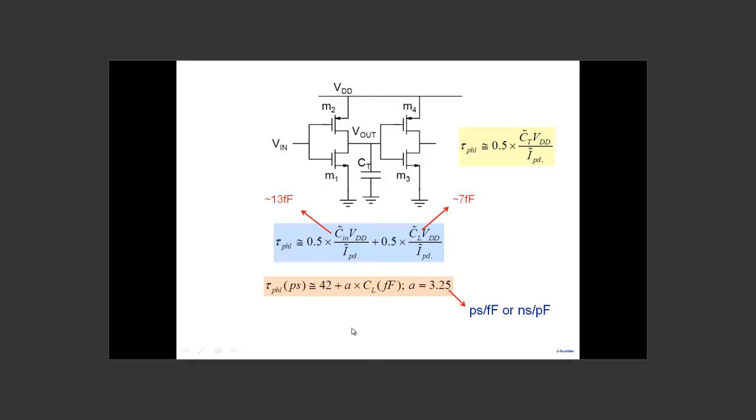So this equation is important. When you finally design your inverter and you want to tell somebody about the delay of an inverter, you have to give an expression like this. What is the intrinsic delay and what is this factor A? How does the delay increase with the load capacitor here? So you have to specify both these things here.